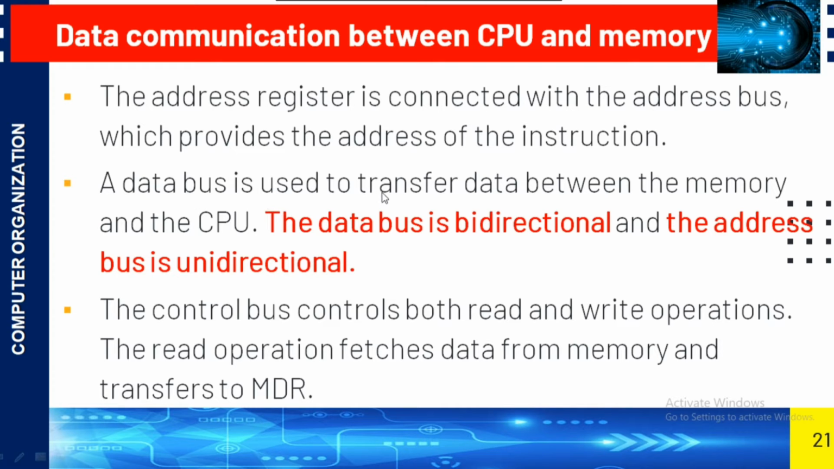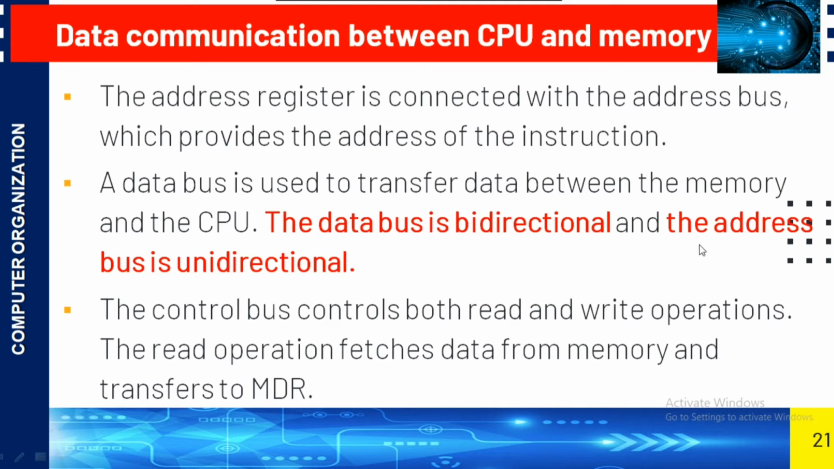A data bus is used to transfer data between the memory and the CPU. The address bus is used to transfer the address. The data bus is used to transfer the data from one place to another place. The data bus is bidirectional. Bidirectional means we are able to send the data in both directions.